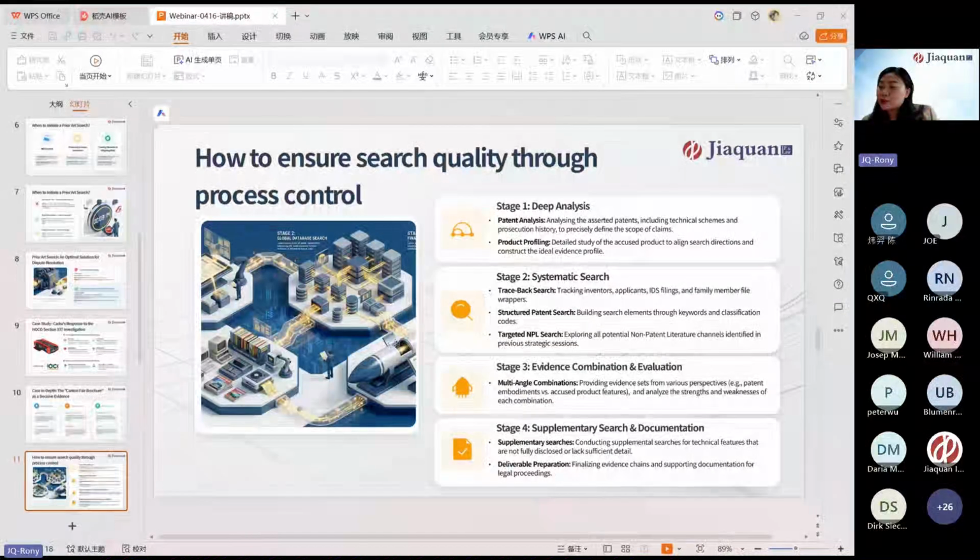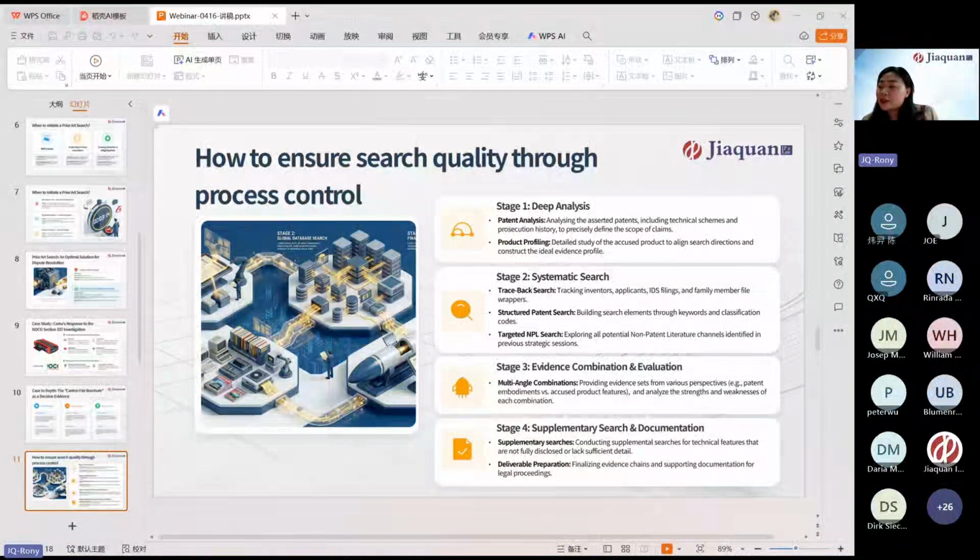Well, after the second stage of searching, we usually have a lot of evidence on hand. And how to use this evidence actually requires us to invest a lot of effort in consideration. We usually provide multiple evidence combinations from different perspectives, such as the perspective of patent embodiments or the perspective of the accused product, and announce the advantages and disadvantages of using different combinations, especially in most invalidation procedures. And we can provide multiple combinations to achieve the maximum possibility of patent invalidation.